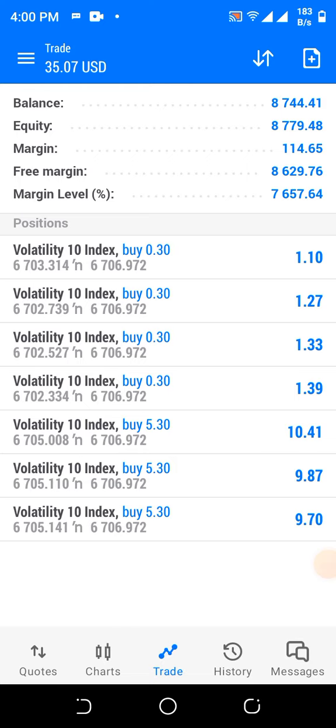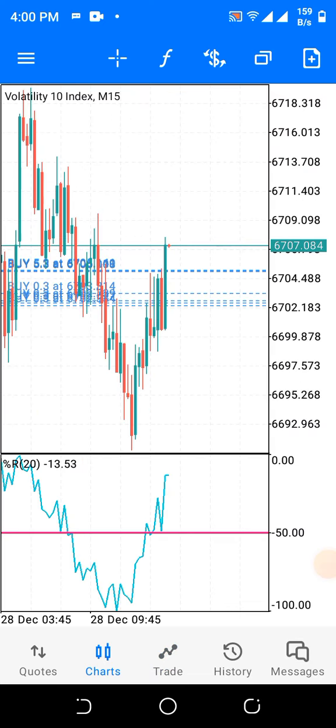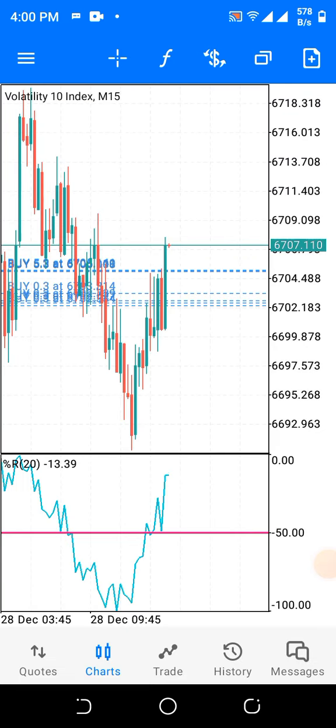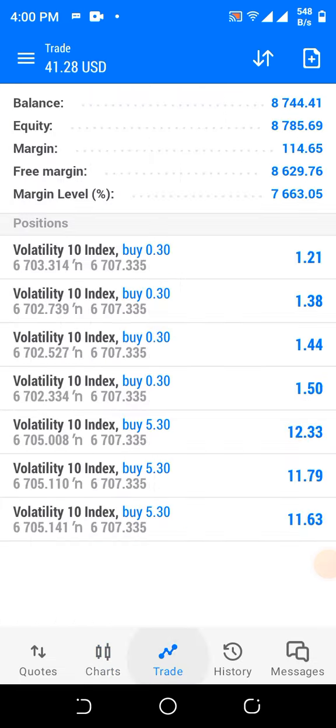And the indicator is Williams percent range. Do you understand? Williams percent range, that's the only indicator you need to make massive profit this way. Now, I will show you how to set up the Williams percent indicator.